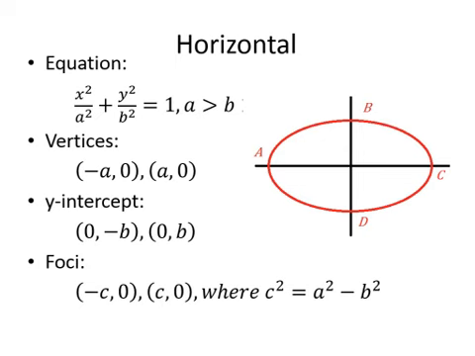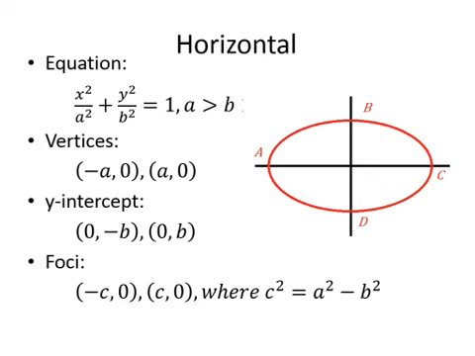Alright, so now looking at an equation with an ellipse, there are two different types of ellipse we can have. We can have a horizontal or a vertical ellipse. This is a horizontal ellipse because the horizontal axis is your major axis, so going left to right is bigger. The equation would be x squared over a squared plus y squared over b squared equals 1. It's horizontal if a is larger than b. So if a is bigger than b, then it's horizontal.